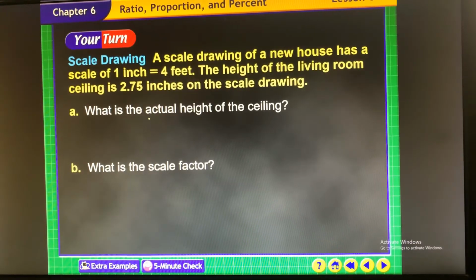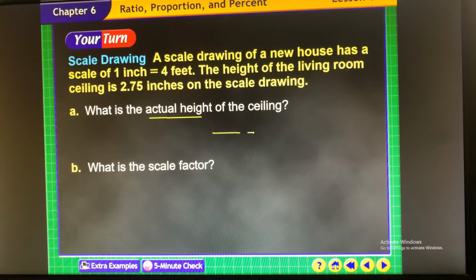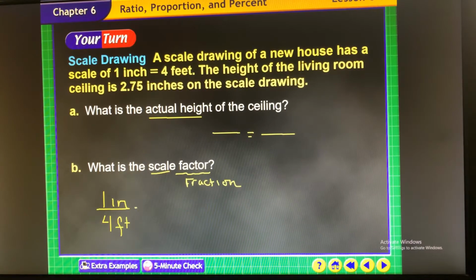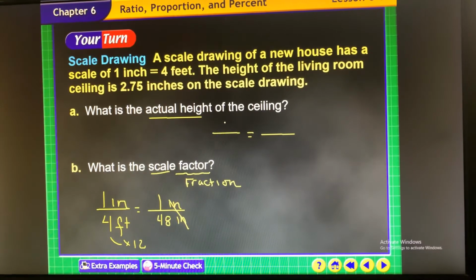Okay, so this one is fine. It wants the actual height. That's where you set up your proportion. This one says use the scale to find a fraction. Okay, so this one, I'm using the scale and I'm going to convert this to be inches over inches. So I'm going to multiply this by 12 and get 48 inches. Cancel out the words, and there you have it. It's 1/48 the size.